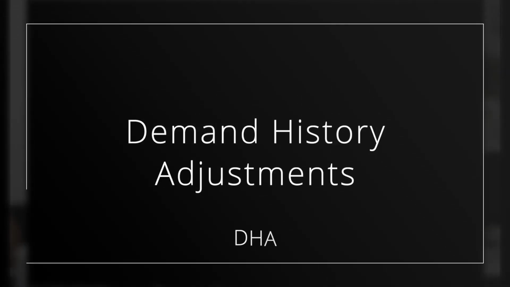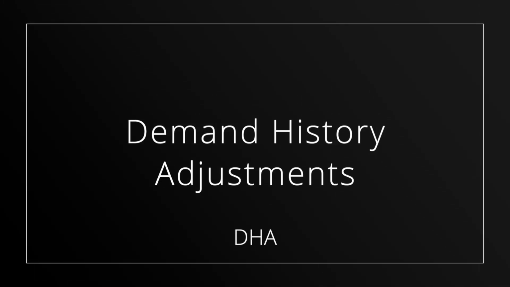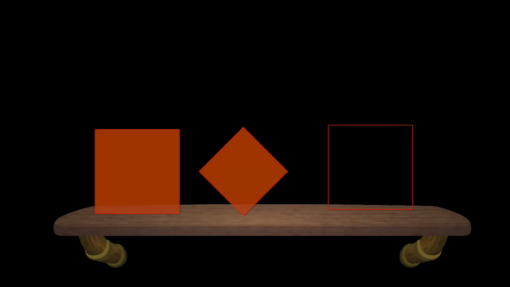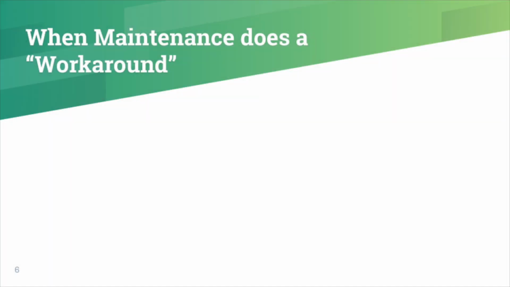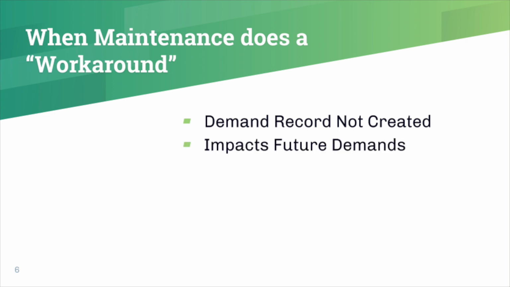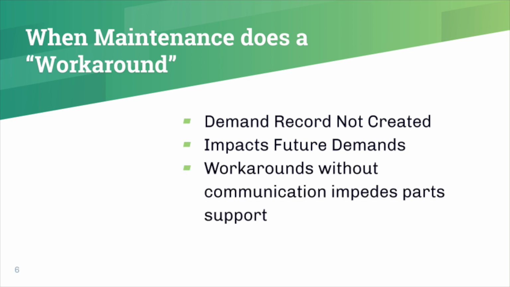One area of emphasis in the Air Force, starting back in 2012, has been the increased use of demand history adjustments, or DHAs. When a part is not available and the depot does not submit an order for the part, instead they execute a workaround, a demand record is not created, so DLA does not understand what happened. This impacts the demand history that DLA relies on to forecast future demands and thus plan future inventory. So the workarounds that maintenance executes can thus impede the improvement of support to these operations.